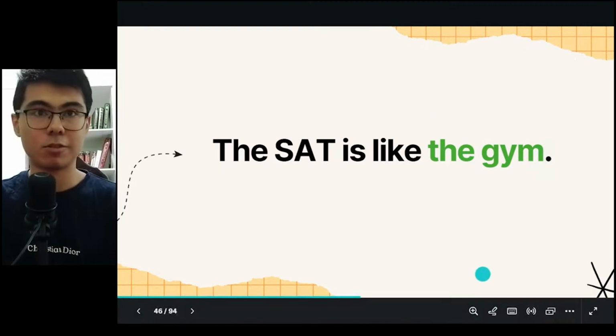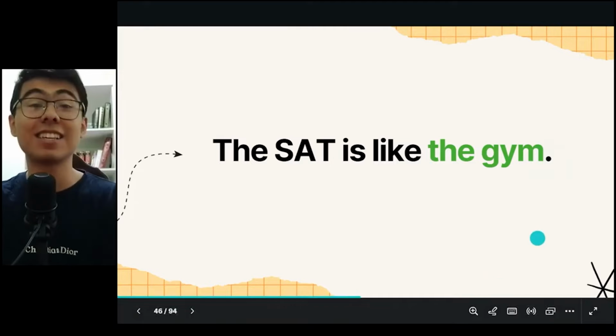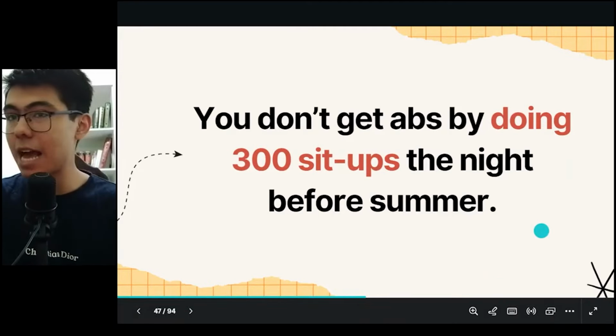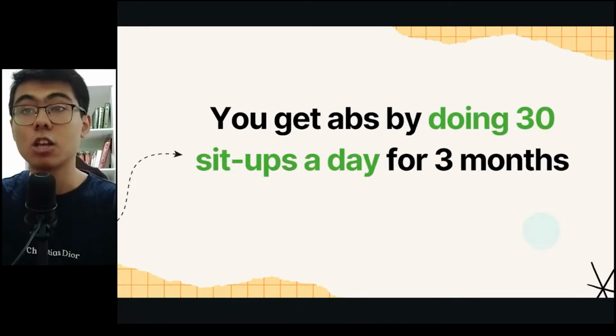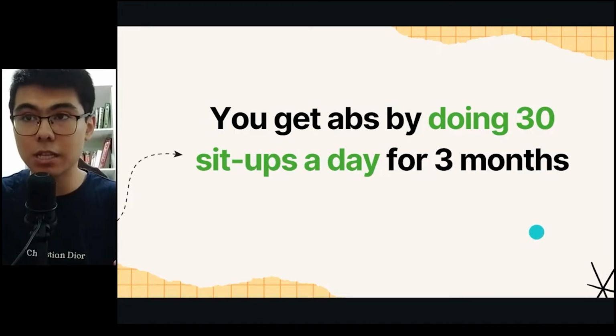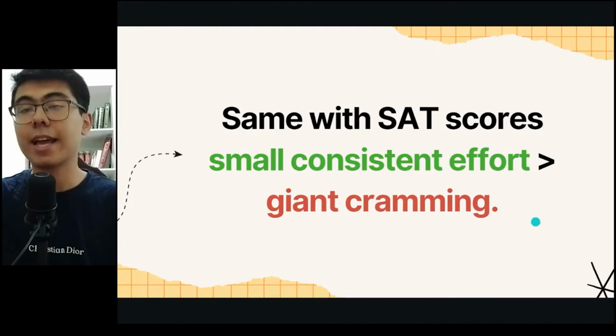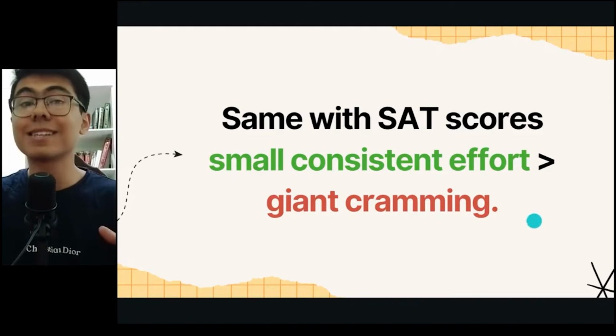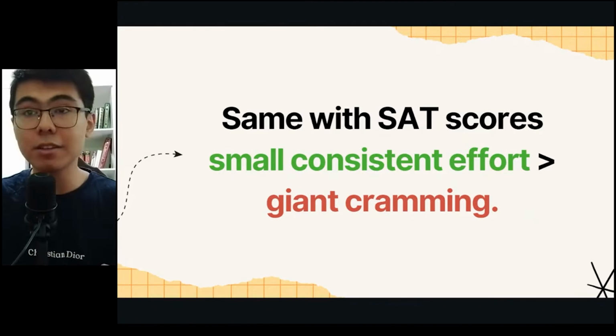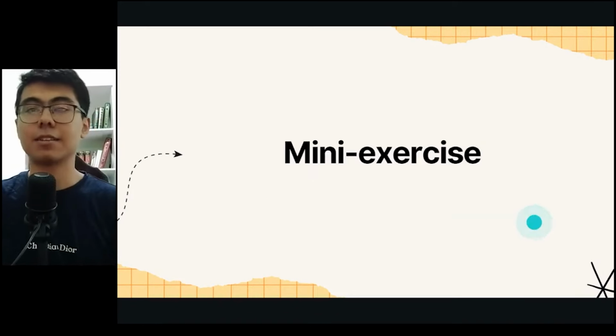And let me tell you, the SAT is just like the gym. You don't get abs by doing 300 sit-ups the night before summer. You get abs by doing 30 sit-ups a day for 3 months. And it's the same with SAT scores. Small, consistent effort is way better than giant cramming.